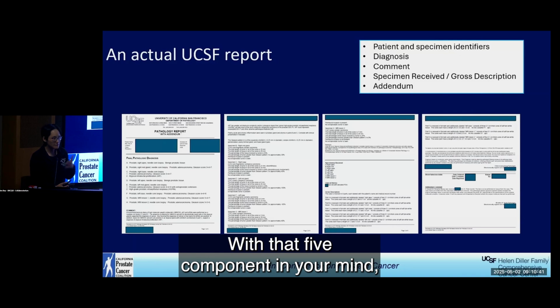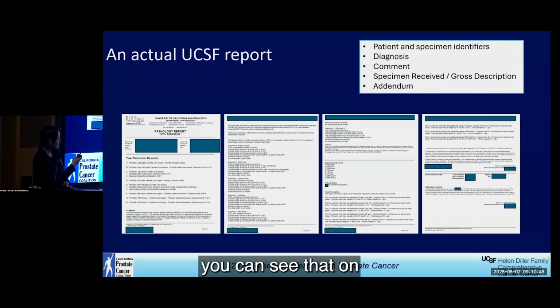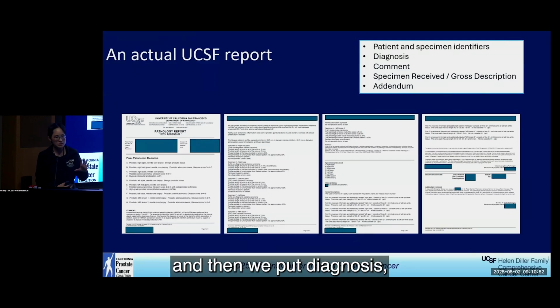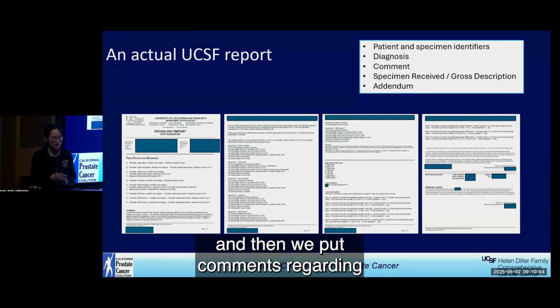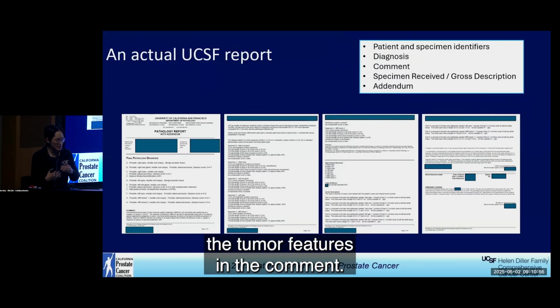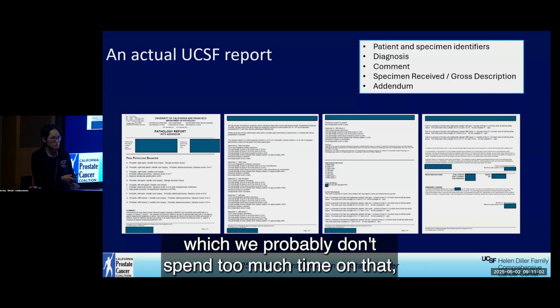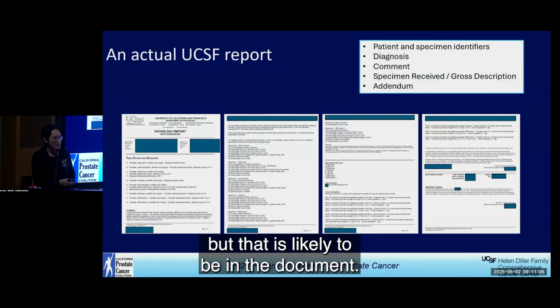So with those 5 components in your mind, you can see that on the top is always the patient information. And then we put the diagnosis, and then we put comments regarding the tumor features in the comments. And then in the last 2 pages of the report, you can see the gross description, which we probably don't spend too much time on, but that is likely to be in a document.